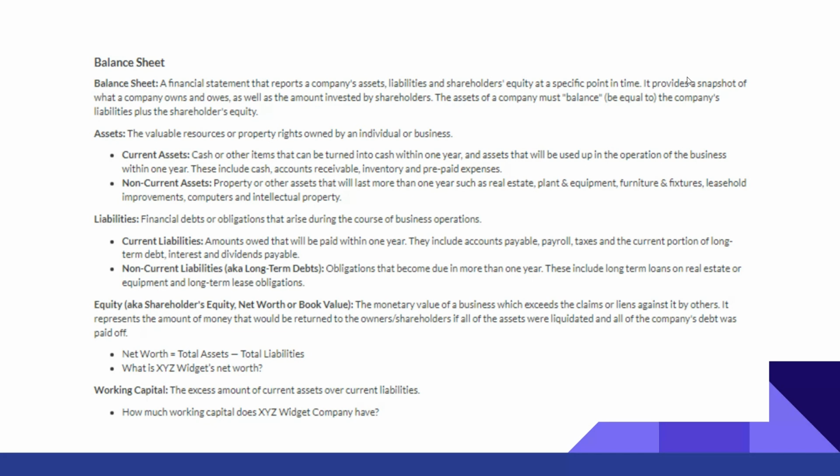Liabilities: financial debts or obligations that arise during the course of business operation. Current liabilities: amounts owed that will be paid within 1 year. They include accounts payable, payroll taxes, the current portion of long-term debt, interest and dividends payable. Non-current liabilities, aka long-term debts: obligations that become due in more than 1 year. These include long-term loans on real estate or equipment and long-term lease obligations.